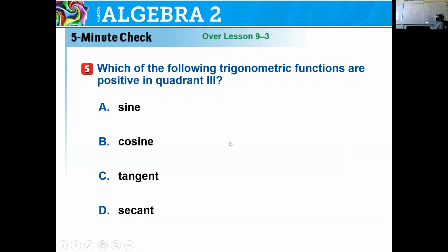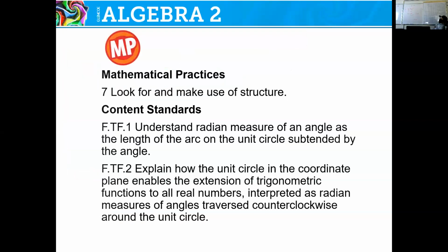Okay, this one: which of the following trigonometric functions are positive in quadrant 3? So quadrant 3 is where we have a negative x value and a negative y value. Sine is y over r, so negative y over r. So in quadrant 3, sine is going to be negative. In quadrant 3, cosine is going to be negative. Secant, which is the reciprocal of cosine, is going to be negative. And tangent is the only one that is positive. Okay, and that comes straight from your cheat sheet. ASTC, revolving left and right.